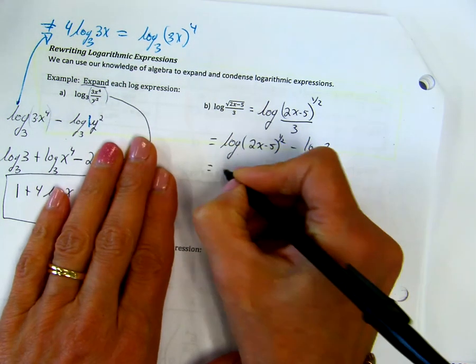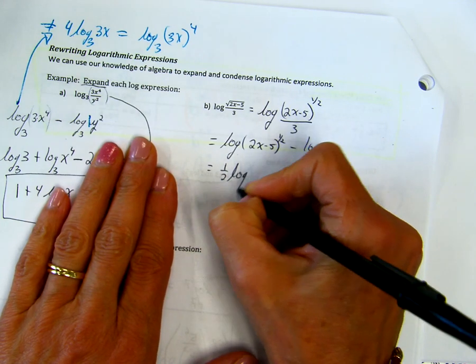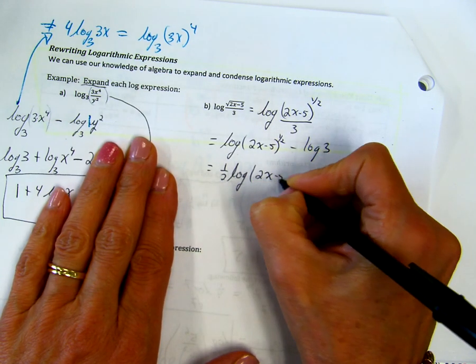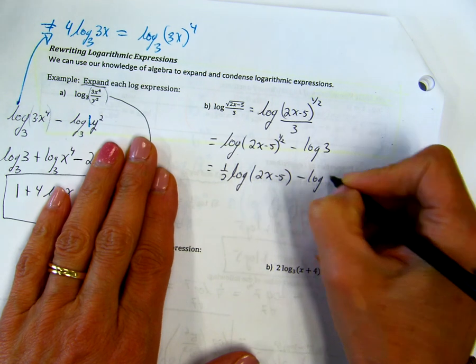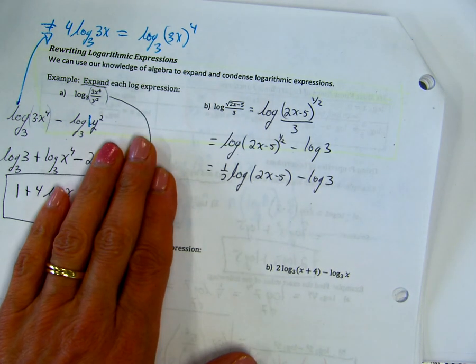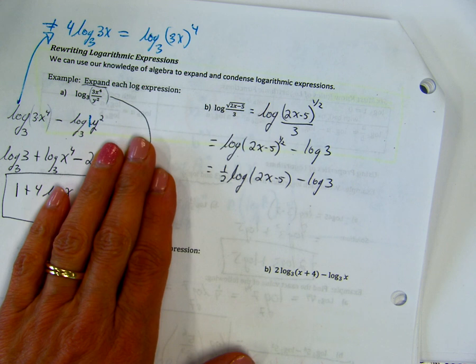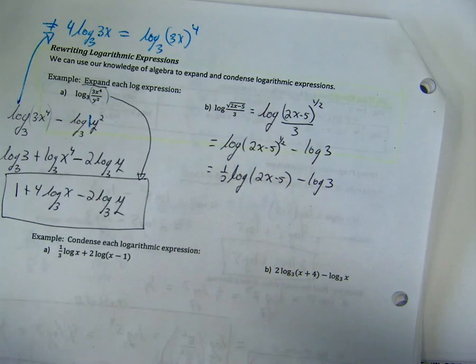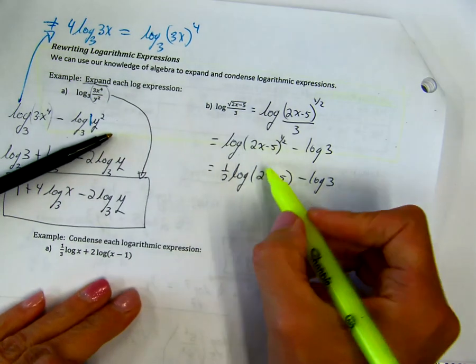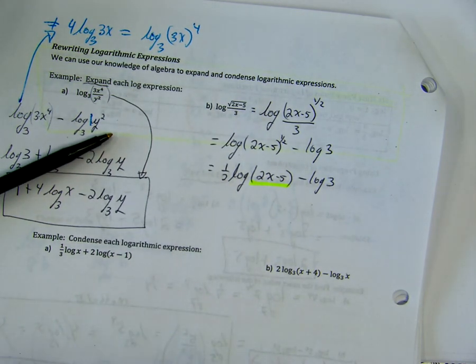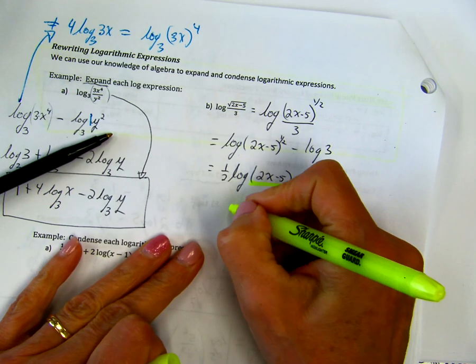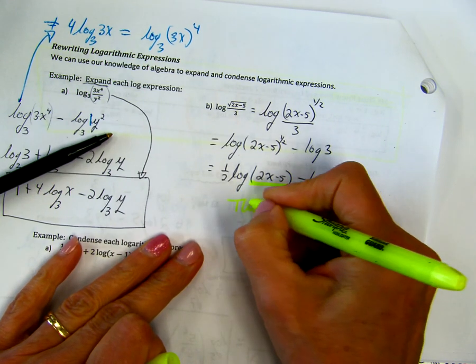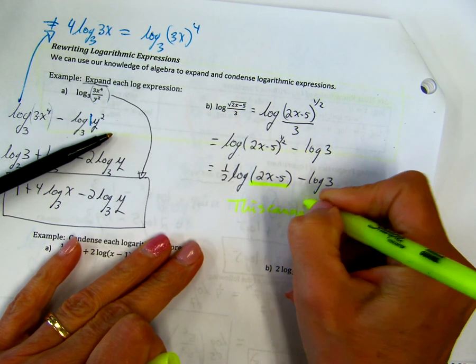Power law. 1/2 times the log of 2x minus 5, subtract the log of 3. Can you simplify that any more? That's a trick question. You can't. People want to, but I want you to really emphasize that this is as simple as it gets. This cannot be split up.